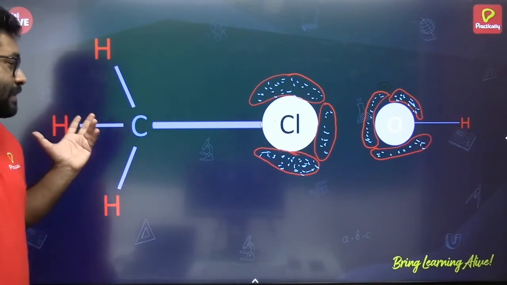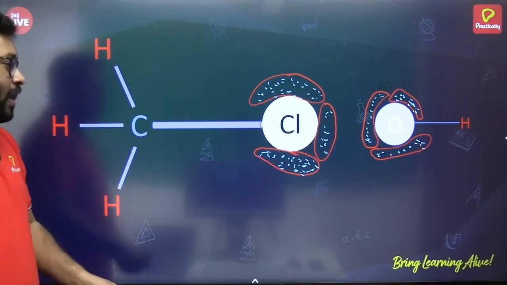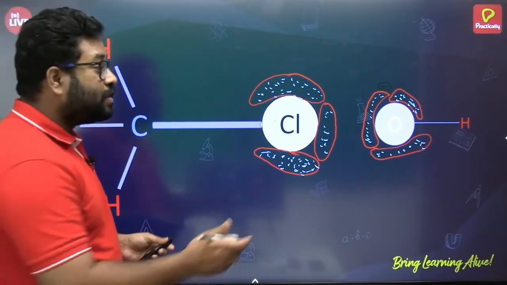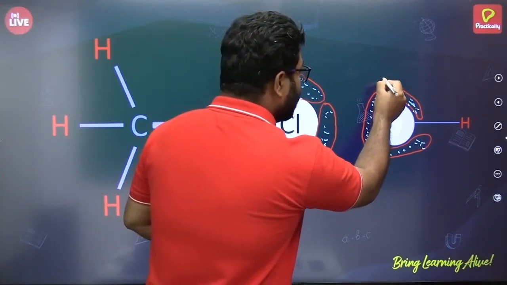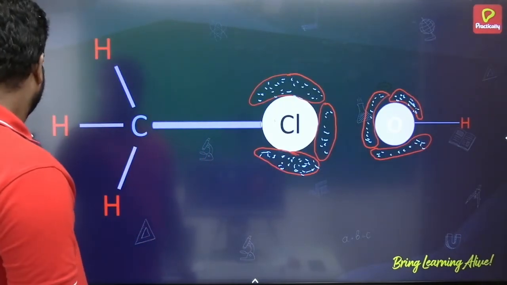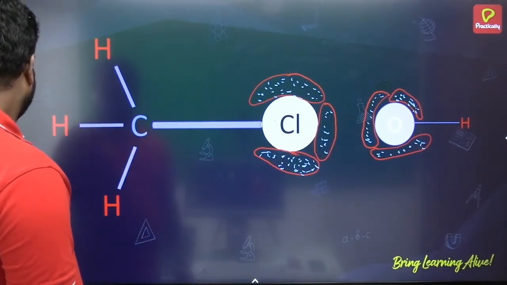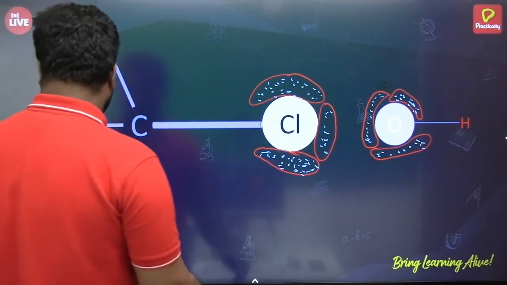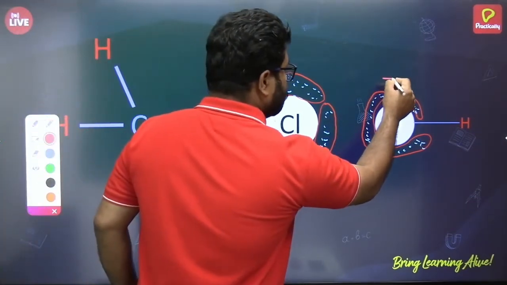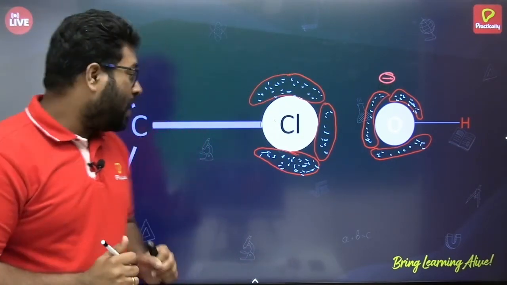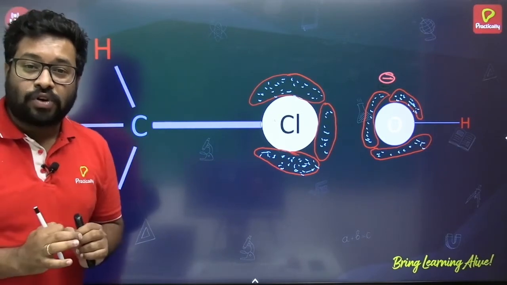So this is the CH3Cl, as you can see, okay, and that is an OH minus. What is that? That's an OH minus. It has brought a negative charge here. You can see here. This is a negative charge. Now, oxygen wants to attack the carbon. Why does it want to attack the carbon?